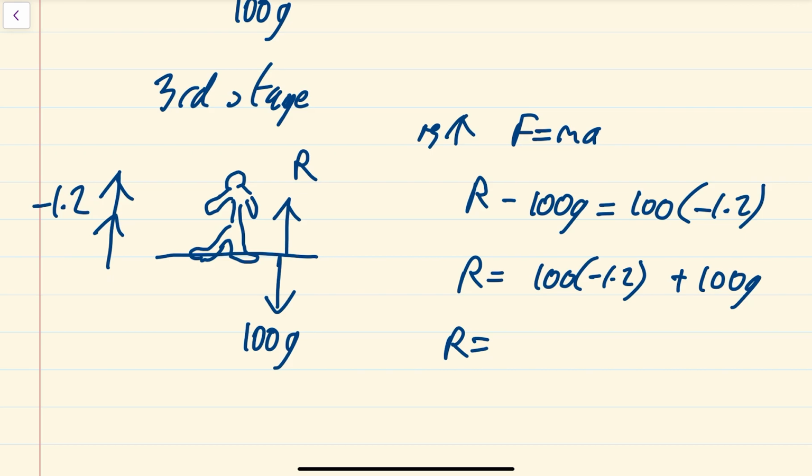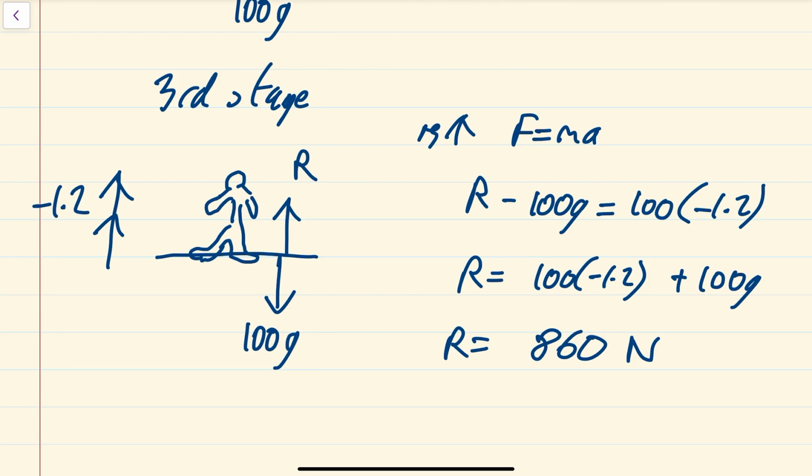So remember your g is 9.8, so 100 times 9.8, and then add your 100 times 1.2 minus 1.2, and that should give you this time 860 newtons.